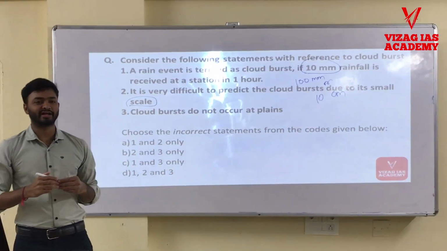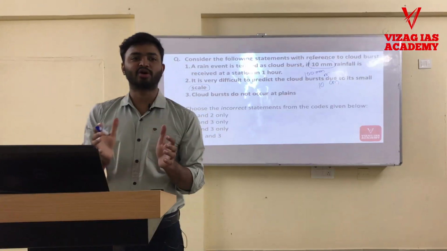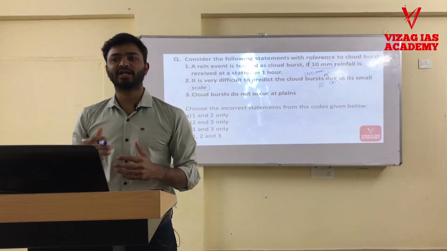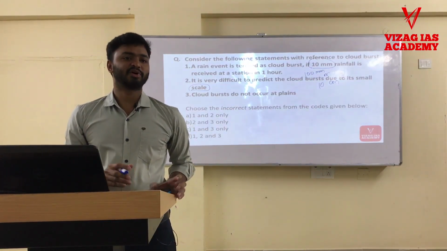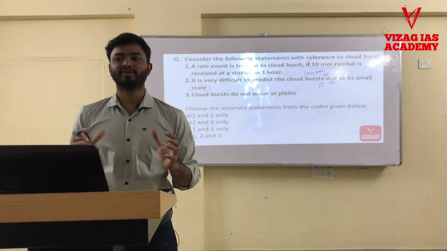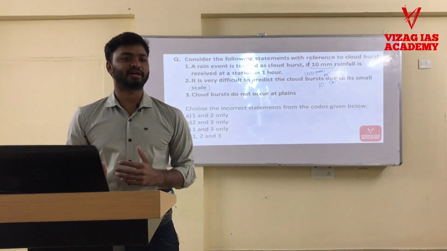That is in fact correct, because cloudbursts are very much localized. They happen in a very small area, either in a mountain valley or in an orographic rainfall setting. Because of their very localized nature and small scale, it is often difficult to predict when a cloudburst can occur and at what time.